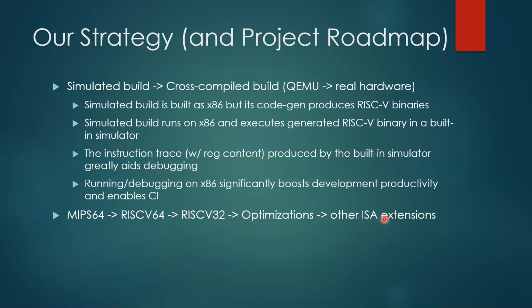Right now, we only support the basic instruction sets. The two top priorities are the new ISA extensions. One is the compressed instruction, which is important for code size. And the second one is the vector instruction set. So that's basically our roadmap: simulated build, cross build, RISC-V 64, 32, optimization, and ISA extensions.